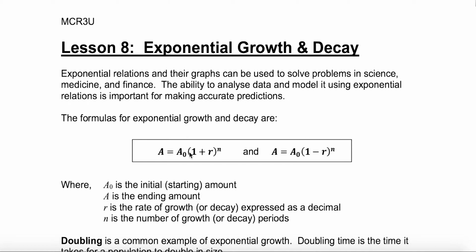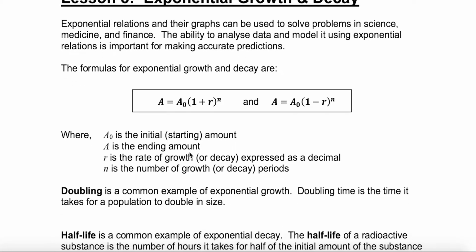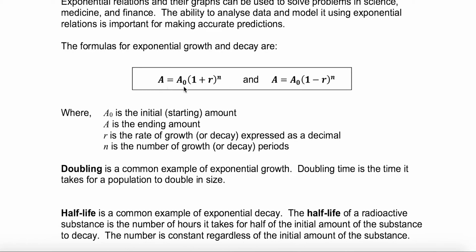The formulas for exponential growth and decay look like this. You might use different variables, but this is basically what the equations would look like. When we're talking about exponential growth, we would have a plus sign, meaning that something would be increasing. And if we have exponential decay, something is decreasing, like the value of a car over time, we would have a minus sign in the formula.